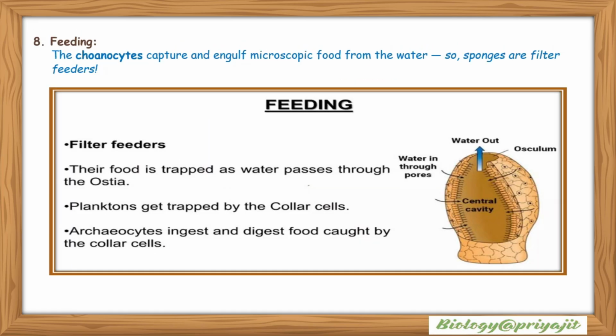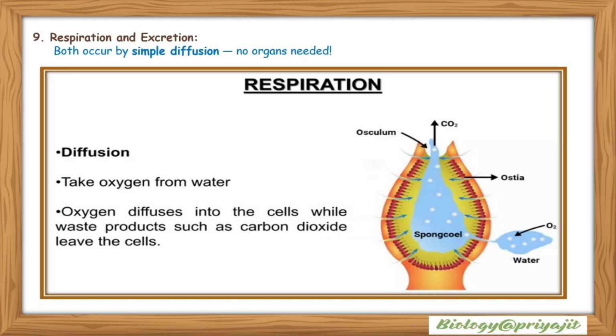Feeding. We know the choanocyte cells capture and engulf microscopic food from the water. So sponges are basically filter feeders because during feeding they filter the water. Their food is trapped as water passes through the ostia. The plankton can get trapped by the collar cells. Archaeocytes ingest and digest the microscopic food particles caught by the collar cells or choanocytes.